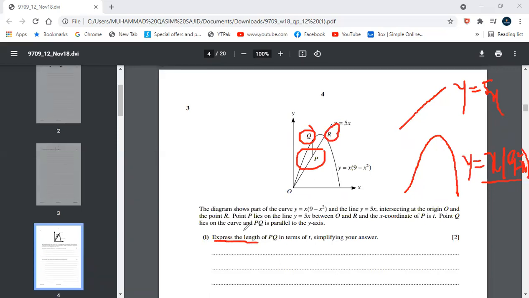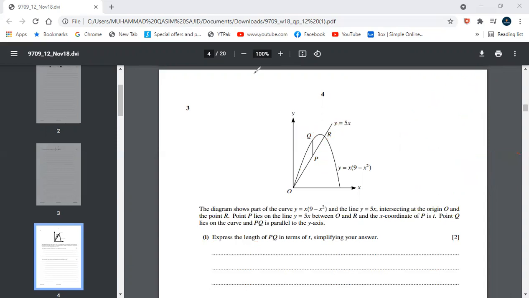So the first question is: express the length PQ. What is basically the length PQ? I'm going to raise that first. The PQ length is this one, from here to here, in terms of t, to simplify your answer. So what is the point and how to find it?